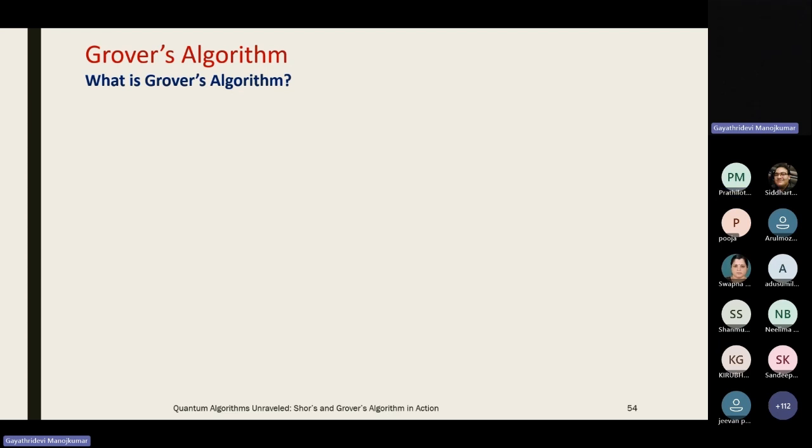So the next algorithm we are going to look at is Grover's algorithm. One second, please.